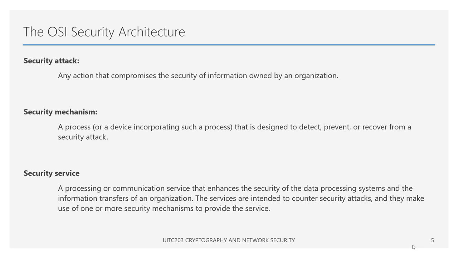One of the basic parts of security in the OSI is the security architecture, which defines what attacks are, what the various security mechanisms are, and what security services need to be satisfied by any service provider who offers a communication service. Let us get into the definitions. An attack is any action initiated by an adversary that compromises the security of information owned by an organization and an individual as well. A security mechanism is a process that is designed to detect, prevent, or recover from any security attack. A security service is one which enhances the security of the data processing systems and information transfers within and between organizations.